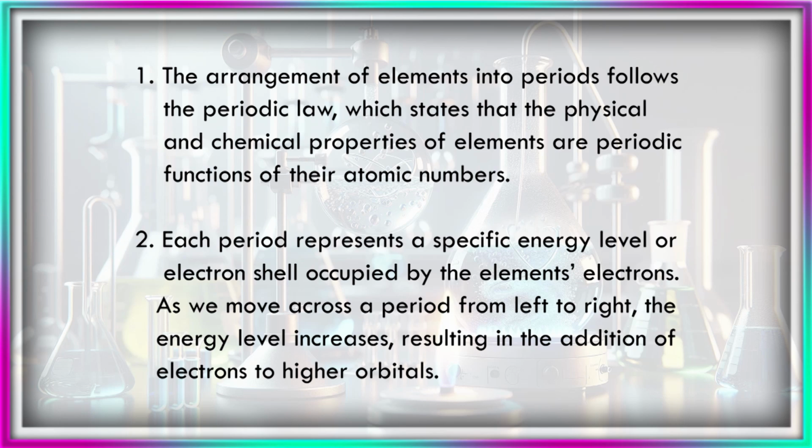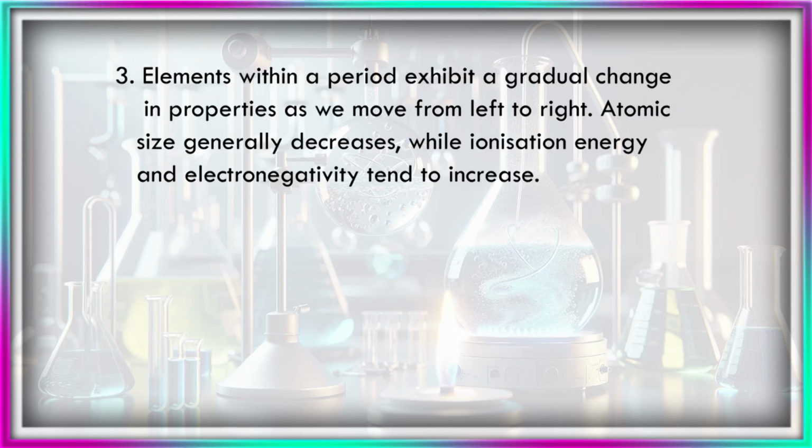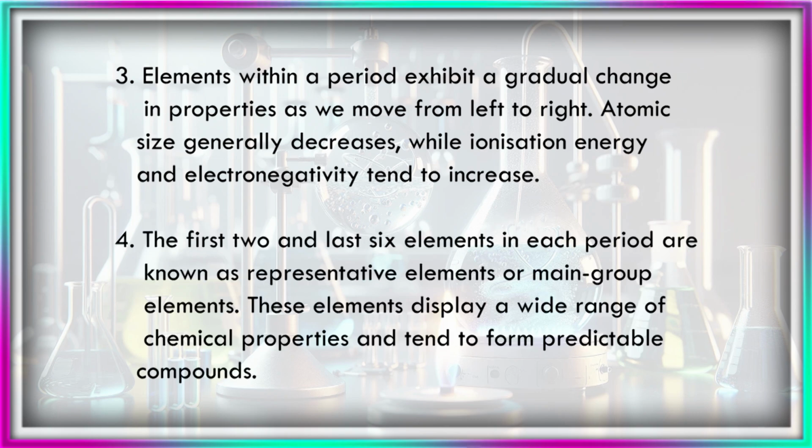As we move across a period from left to right, the energy level increases, resulting in the addition of electrons to higher orbitals. 3. Elements within a period exhibit a gradual change in properties as we move from left to right. Atomic size generally decreases, while ionization energy and electronegativity tend to increase.